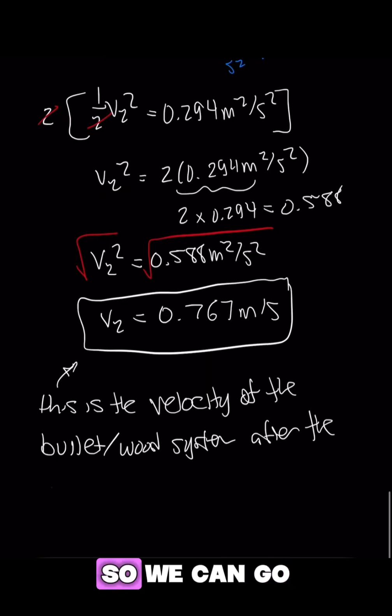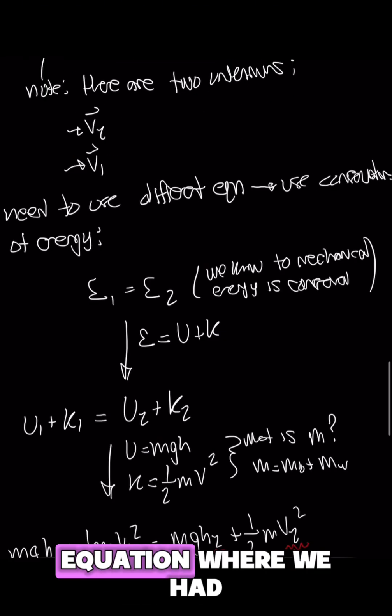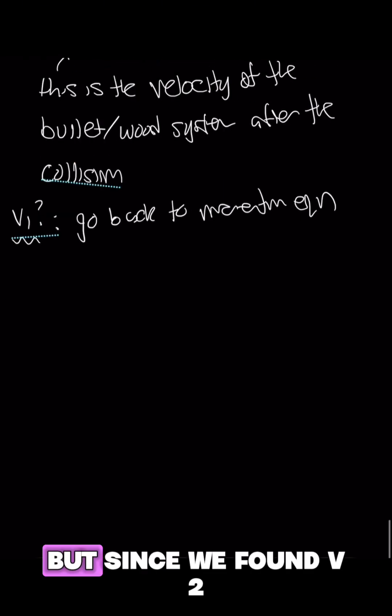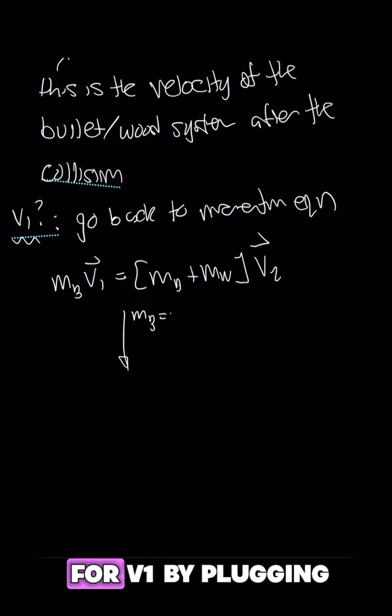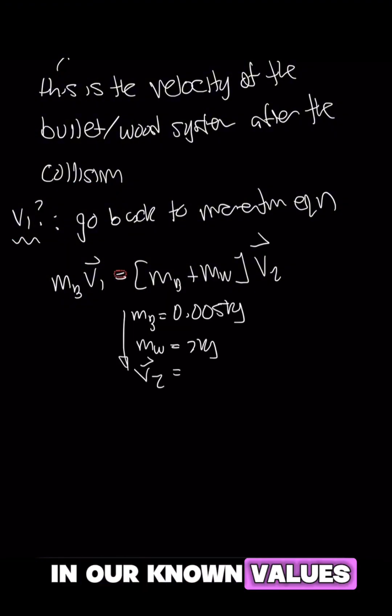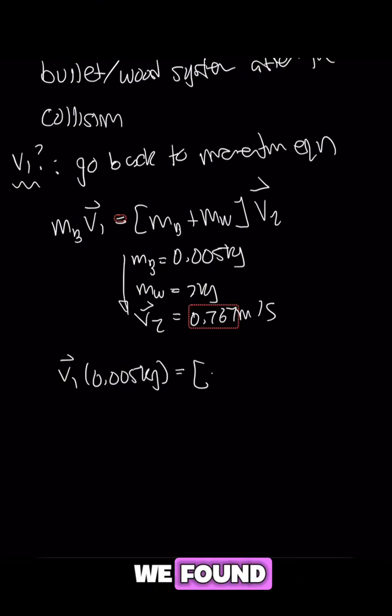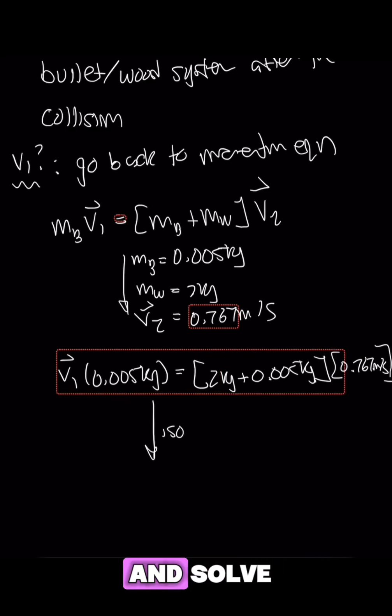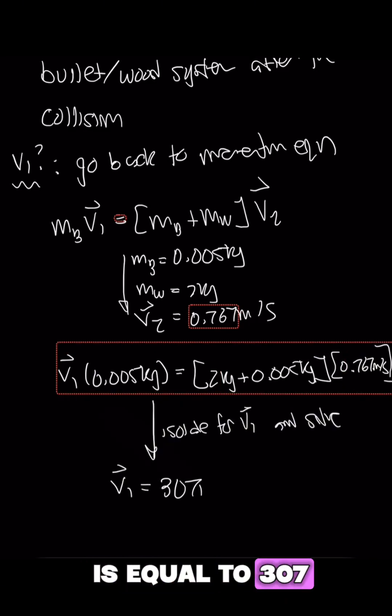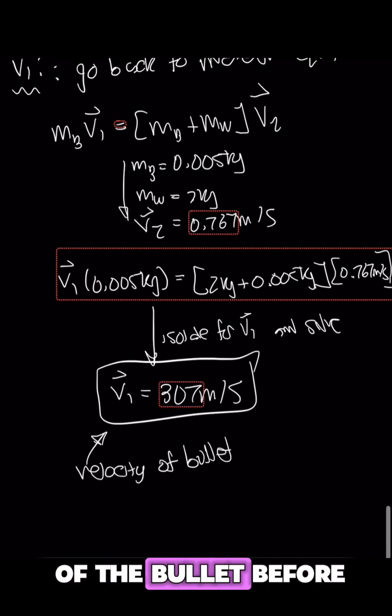What about v1? We can go back to our momentum equation where we had two unknowns. But since we found v2, we can now solve for v1 by plugging in our known values as well as the new v2 that we found. If we do that, isolate for v1 and solve, we find that v1 is equal to 307 meters per second. So this is the velocity of the bullet before the collision.